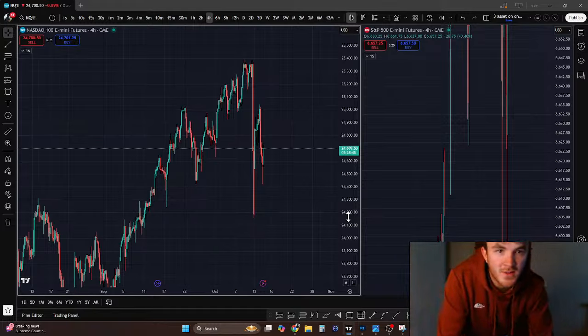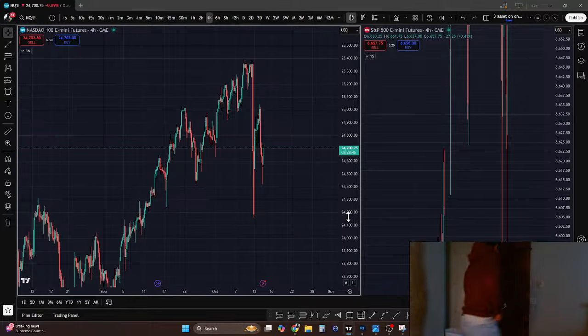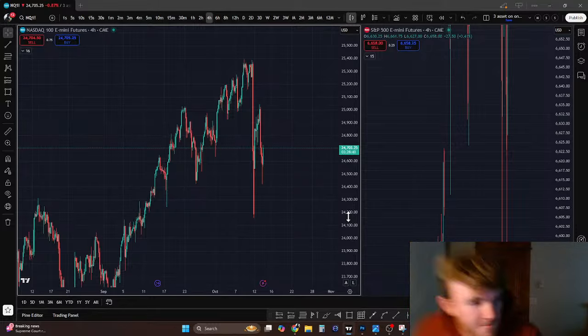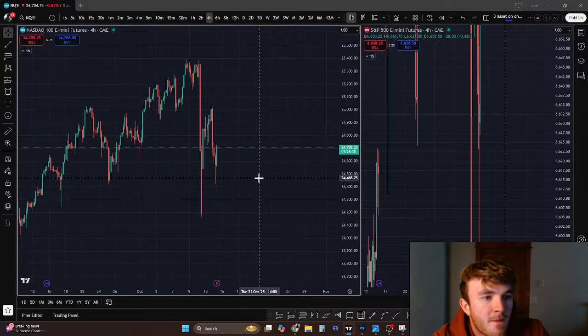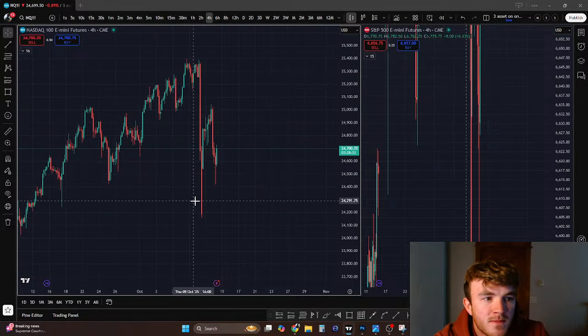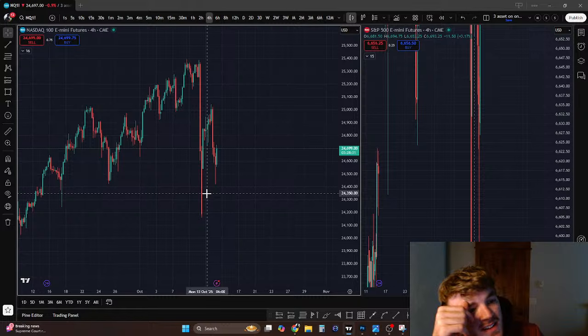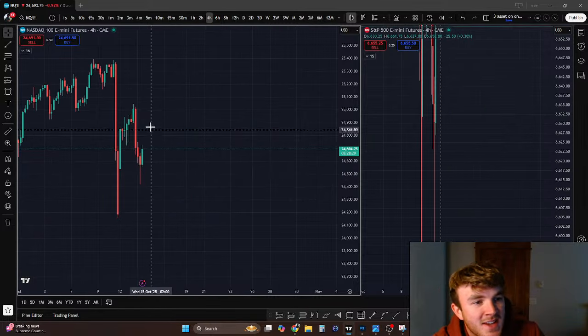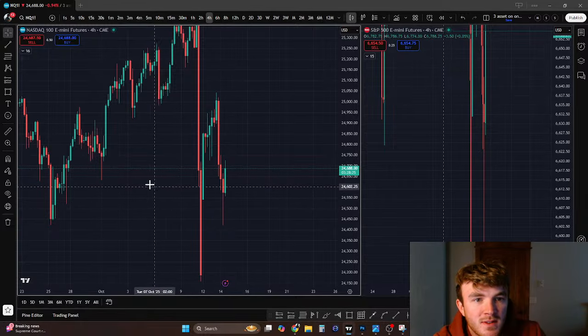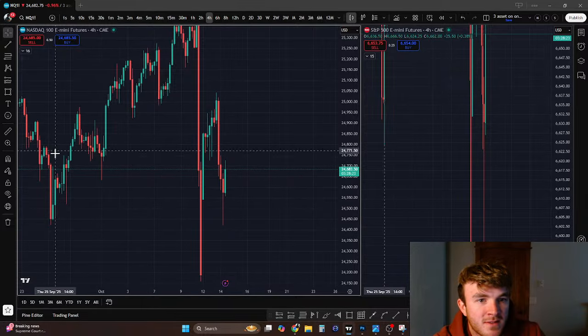Put gradients on the red down close candles. Yeah, I was seeing ICT do that. It's pretty cool. Put gradients on the red down close candle.